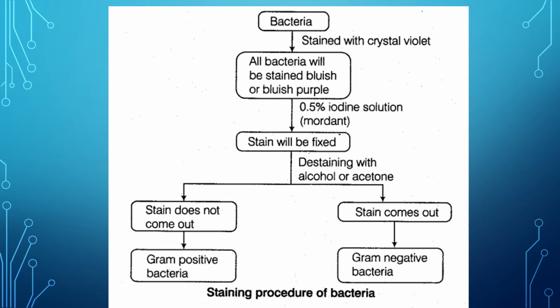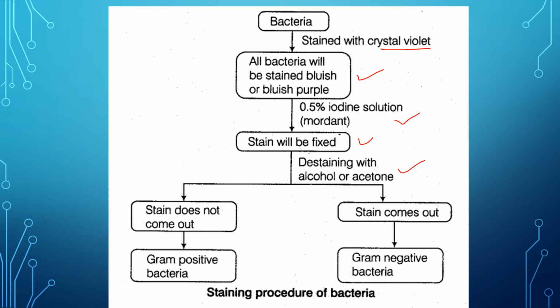Now, the next slide is the classification of the bacteria based upon the staining agent. The stain that is used over here is crystal violet. The bacteria is allowed to stain with crystal violet stain. All bacteria will be stained bluish or bluish purple. Then a mordant is used, which is called 0.5% iodine solution. The stain will be fixed by this mordant. Later on, destaining with alcohol or acetone is done.